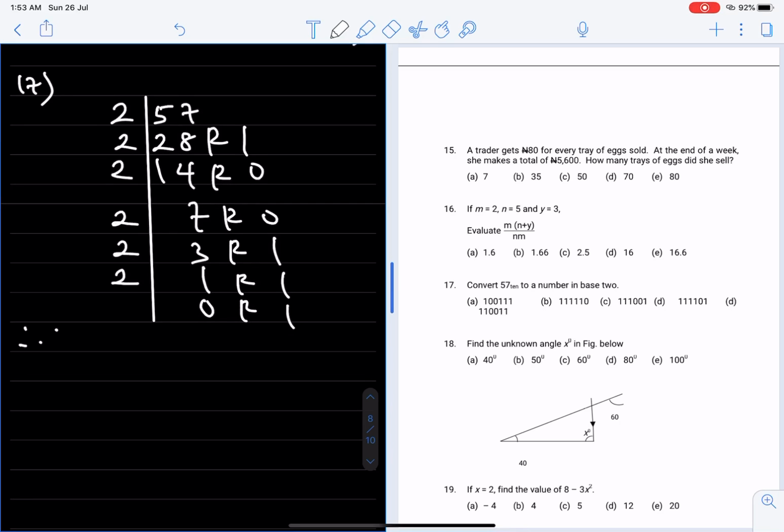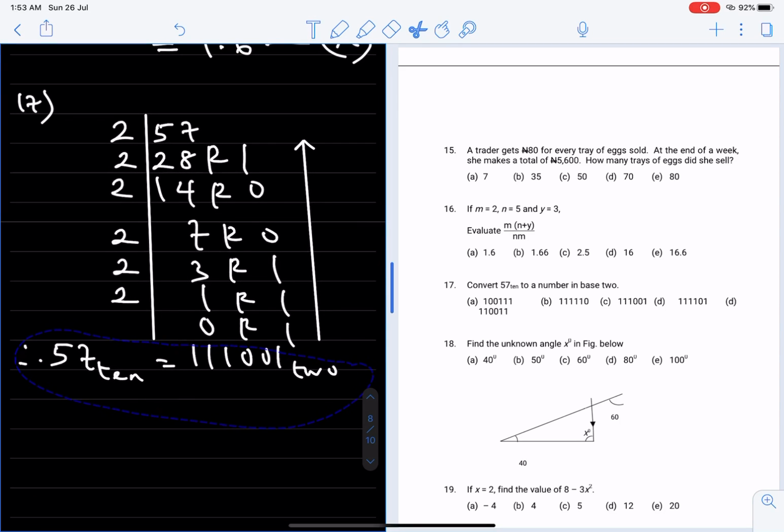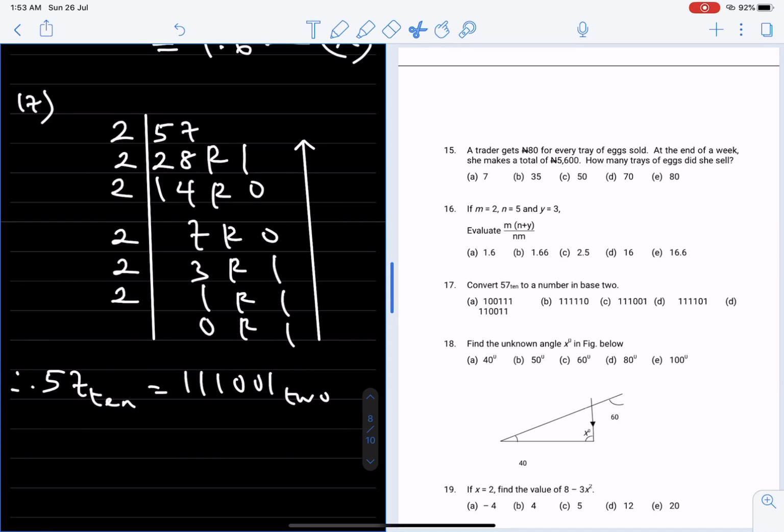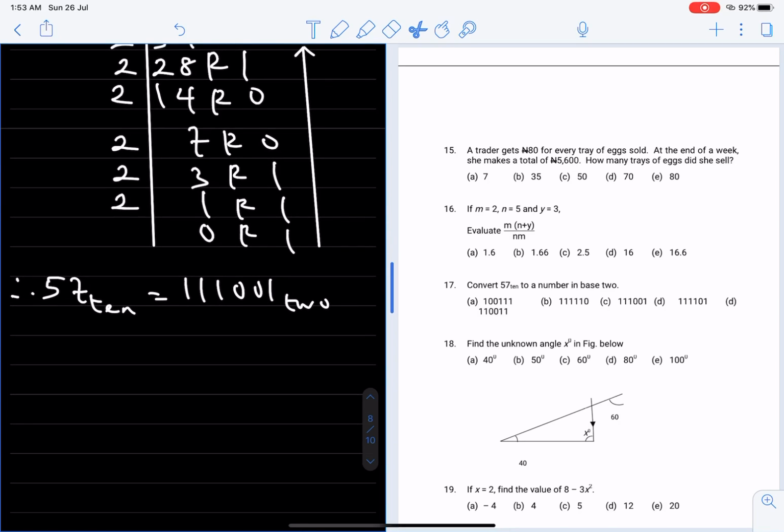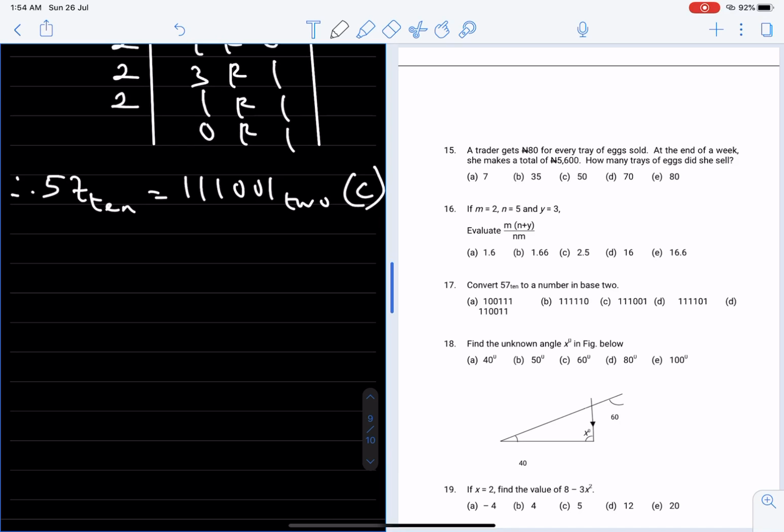So that means 57 in base 10 is the same as, you now copy the numbers from the bottom up, 111001 base 2. So that's it. 57 is 111001 base 2. And what's the correct option? That's C. The correct option is C. Now to the next, which is number 18.